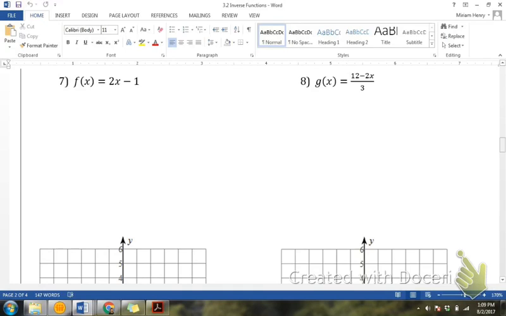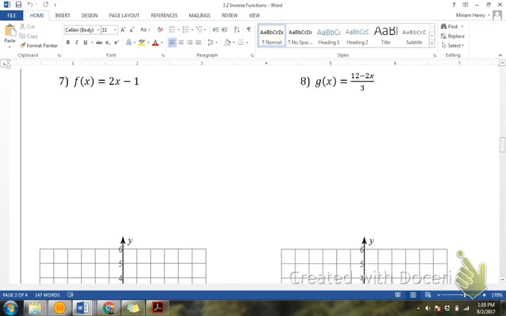So number 8 says to find the inverse of the function and then graph both the function and the inverse. Okay, so the first thing we're going to do is find the inverse, which is what we have been doing. We're doing number 8, not number 7, so make sure you wrote it down correctly. Okay, you guys can go ahead and find the inverse. You've been practicing this already. This one's not super tricky. Go ahead and do number 8.